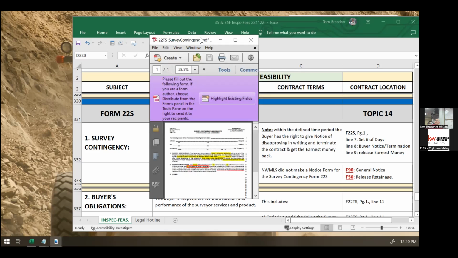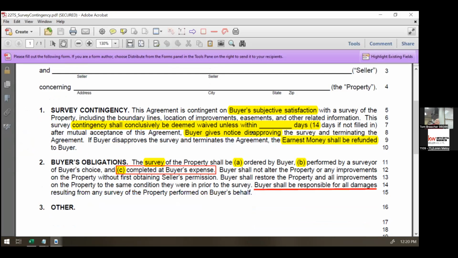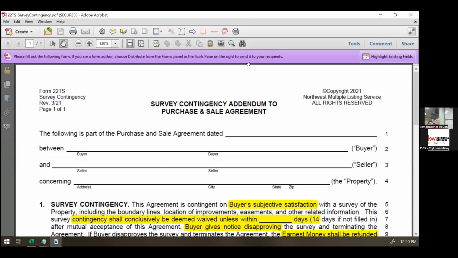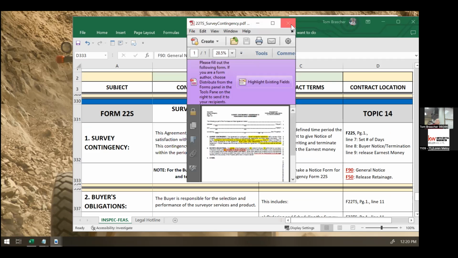And again, I'll include these. These are areas that I've highlighted, that I've brought forward and put into that matrix, so you don't have to read the contract unless you want to.